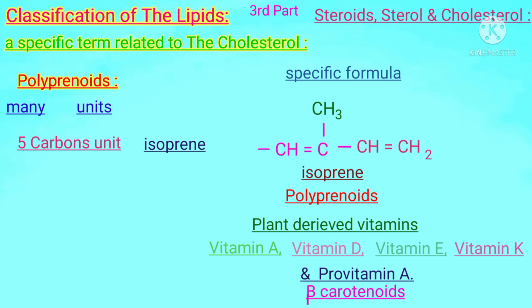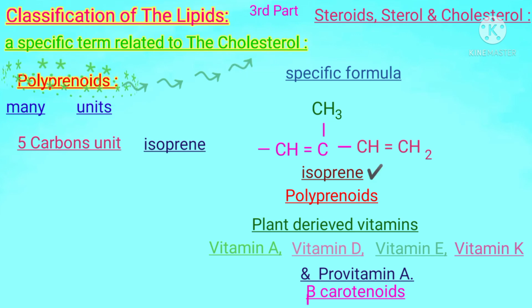Students, I am thinking that a question can come to your minds: why are we discussing polyprenoids here after the topic of steroids and cholesterol? Its answer is that polyprenoids are related to cholesterol. It is not a steroid but only related to cholesterol. Why? The answer is that cholesterol is made up of isoprene units.